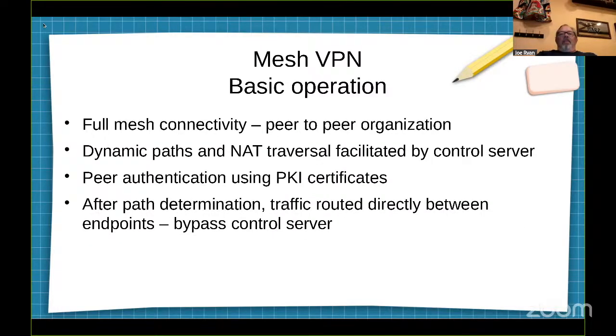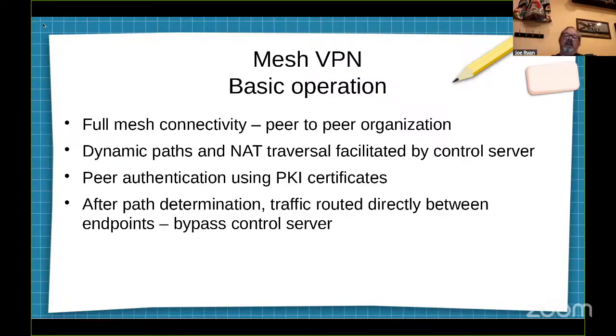So sorry about the interruption, but basic operation is that they are full mesh connectivity, which means they're peer-to-peer connections. So they don't actually route traffic through a master connection like a hub and spoke. They use the control server to figure out where the other node is, but then all other communication is from node to node, peer-to-peer over the network. The control server does do that NAT traversal and dynamic path facilitation.